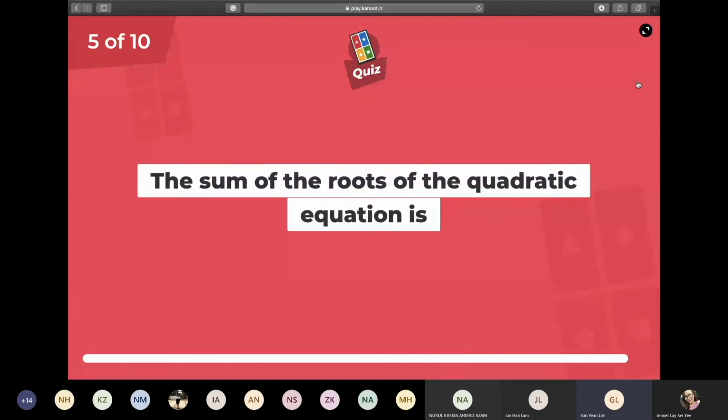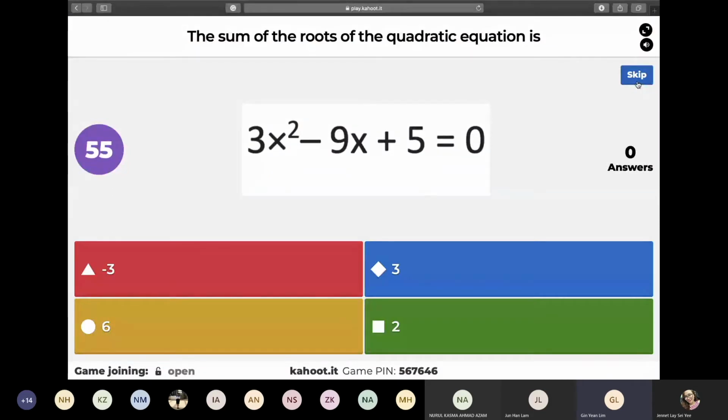Now we are halfway. Question 5. The sum of the roots of the quadratic equation is, so the equation is 3x squared minus 9x plus 5 equals 0. So look at the words there, sum of the roots, SOR. Remember back on the equation to get SOR? And how do you get SOR from the equation there? Directly.